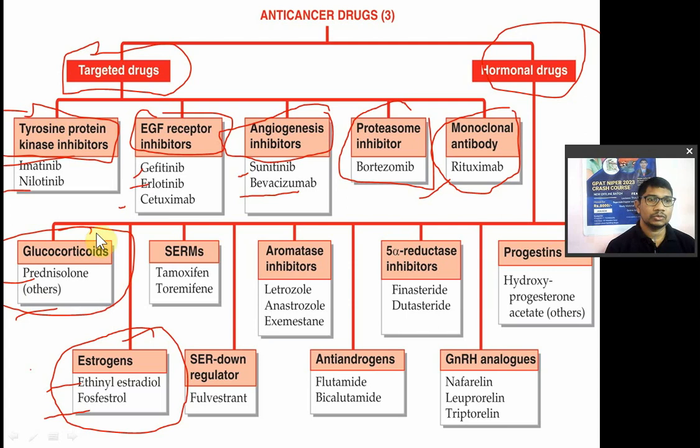Now the third category in the hormonal drugs is the selective estrogen receptor modulators. In that you have tamoxifen and toremifene. A question has already come on this: selective estrogen receptor modulators, that is tamoxifen and toremifene. Okay, tamoxifen, toremifene.